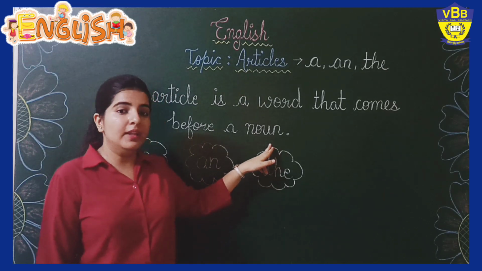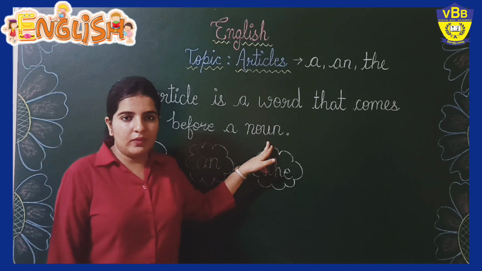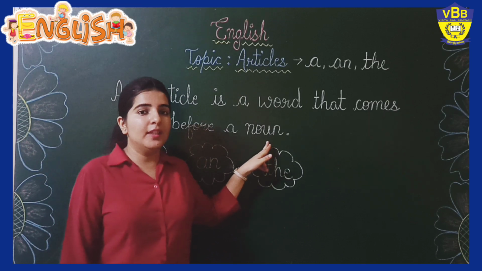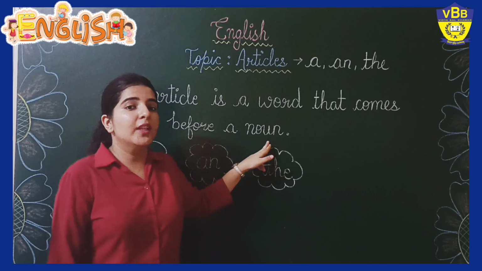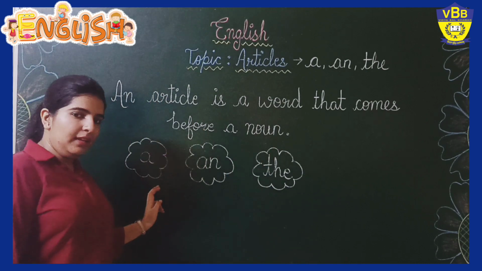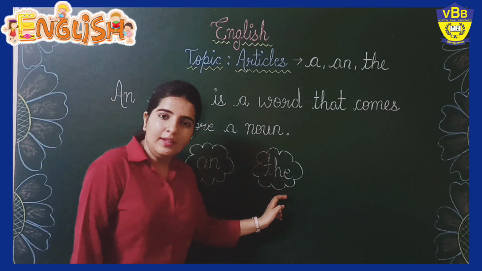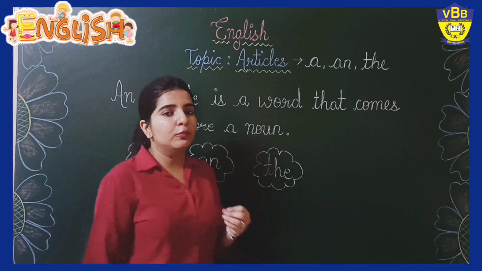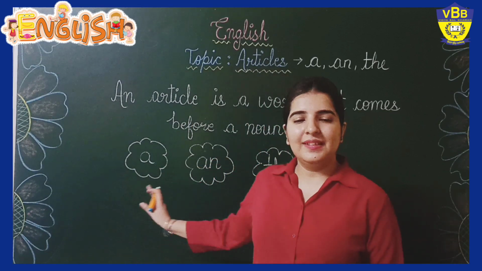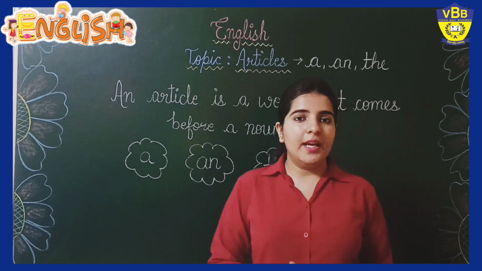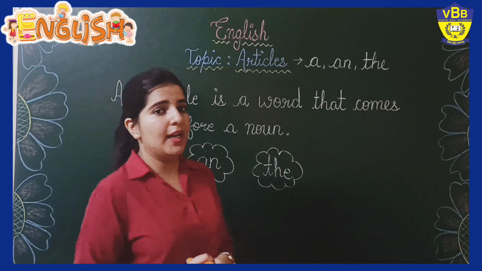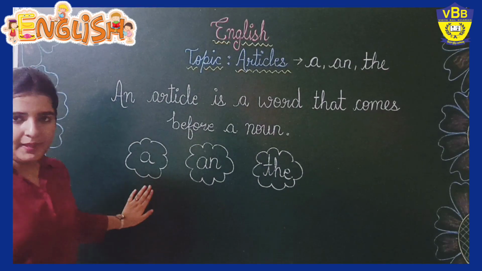And what are nouns? Nouns are the naming words. So before the naming words, what do we use? We use the three brothers of the articles, either a, an, or the. Now the most important thing is to learn the correct usage of these three articles. One by one I will be explaining all three articles to you. Let us start with the first article, a.